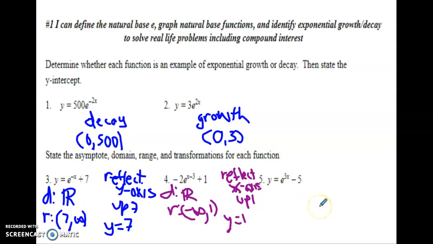Okay, next one. This one, that 3 right there, gives it a stretch, and it's just going to make the graph look all stretched out and kind of funky looking. The negative 5 shifts it down 5.